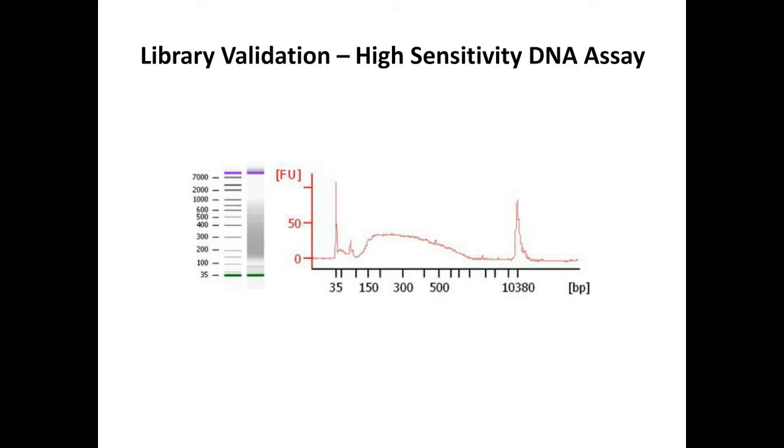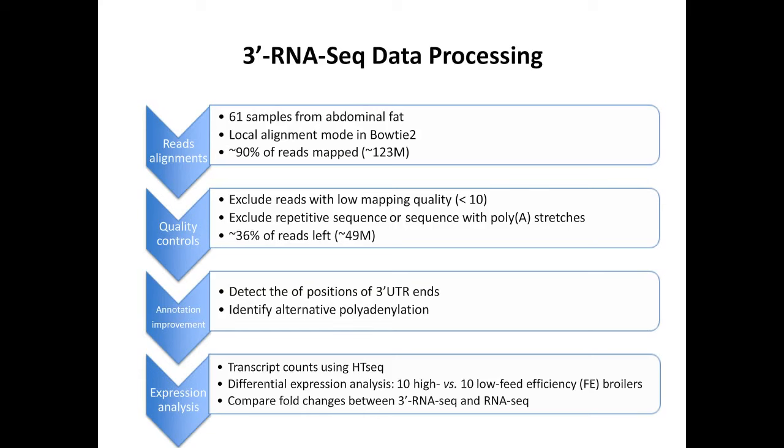So we took 61 samples from abdominal fat. We did local alignment mode using Bowtie 2. With this, we got 90% of the reads mapped to the chicken reference genome, and the total number of reads was 123 million.